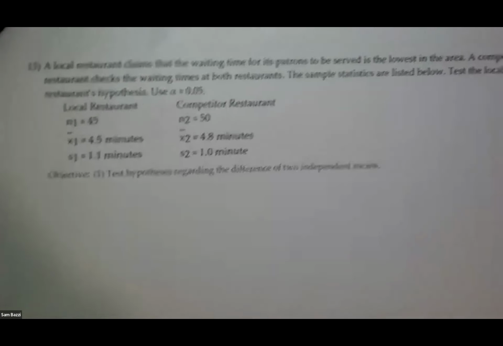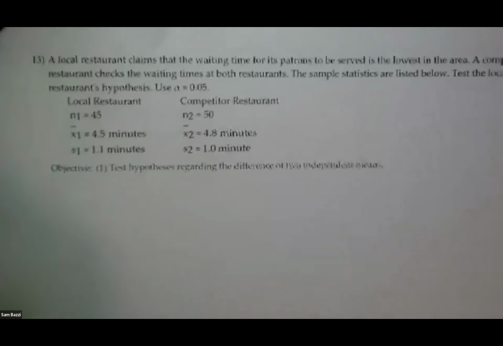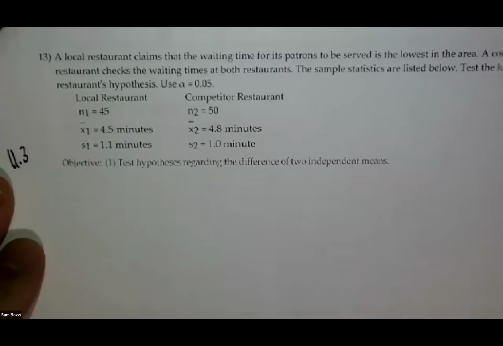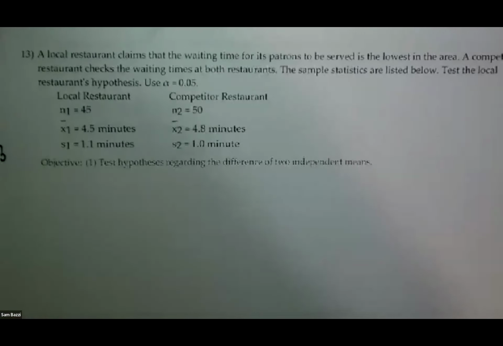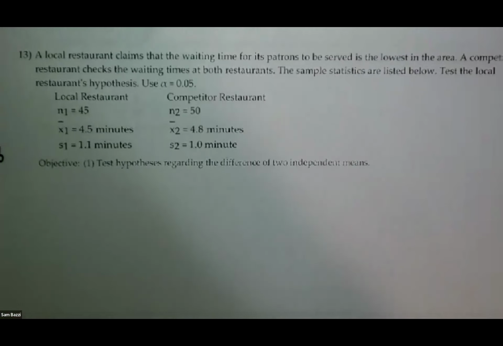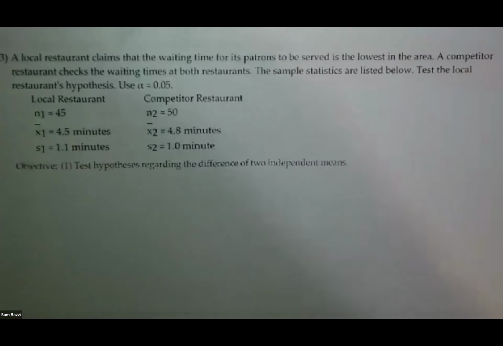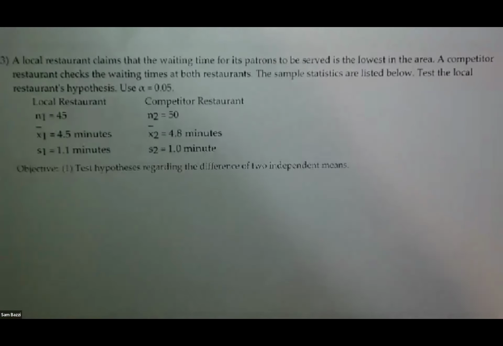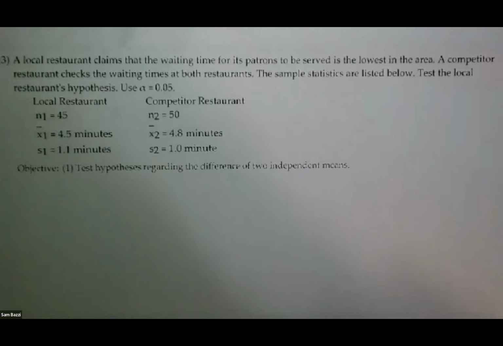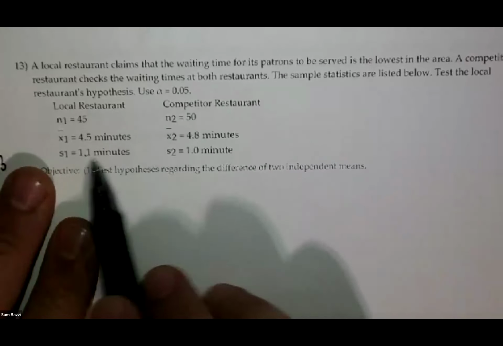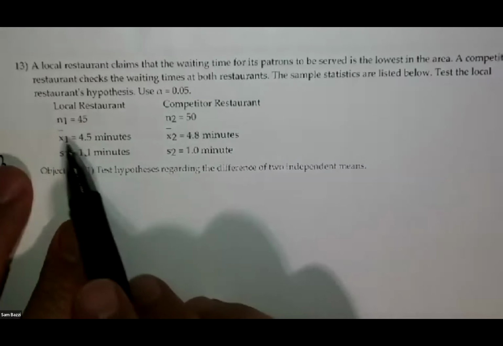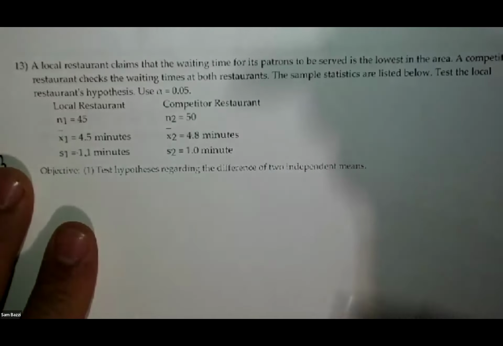Now we're doing 11.3. Because this section is very important, guys, I have 2 questions from 11.3. But it's easy to perform this. A local restaurant claims that the waiting time for its patrons to be served is the lowest in the area. A competitor restaurant checks the waiting time at both restaurants. The samples are listed below. Test the restaurant's claim. You have 2 means here. We're talking about the means, the wait time. Once you're given X1 bar, X2 bar, you know it's about the means.